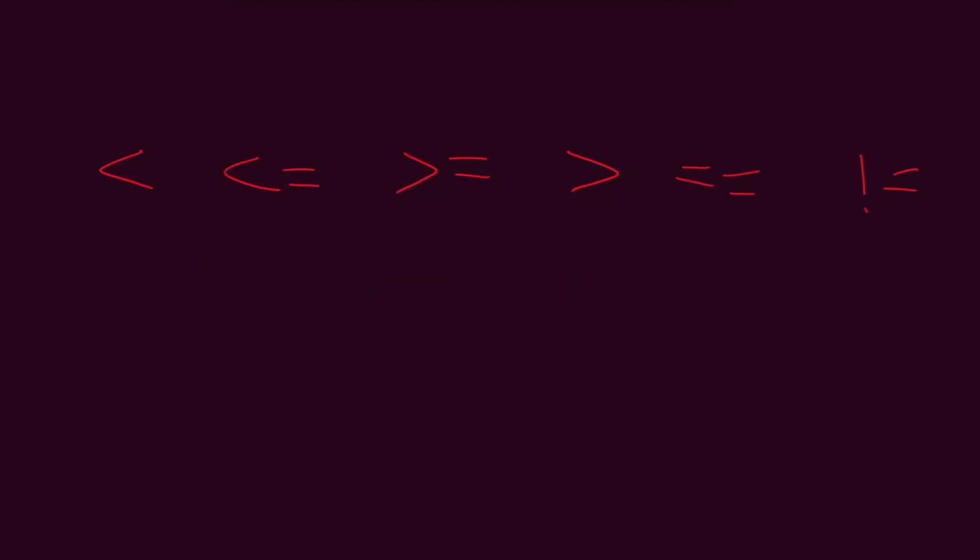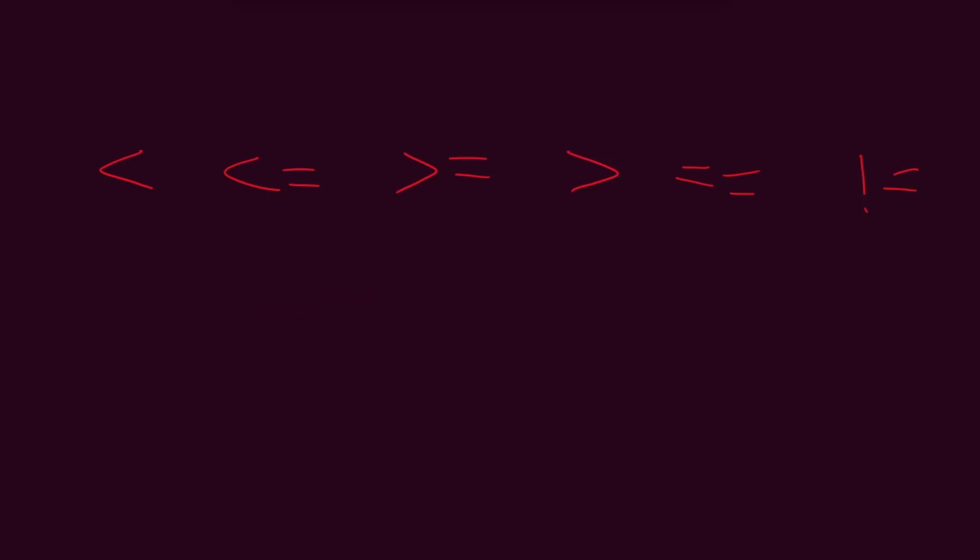So let's say I'll compare 5 and 3. It checks if this statement is true. Is 5 less than 3? Well, no, it's not, so it's going to return false. This one checks if a value is less than or equal to another. Is 5 less than or equal to 3? No, it's not, so this one will return false.